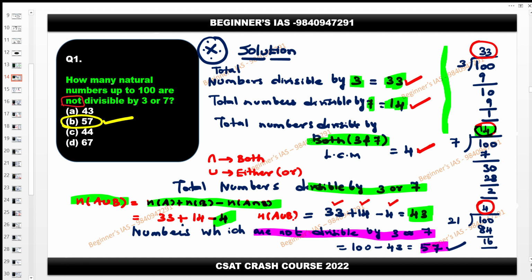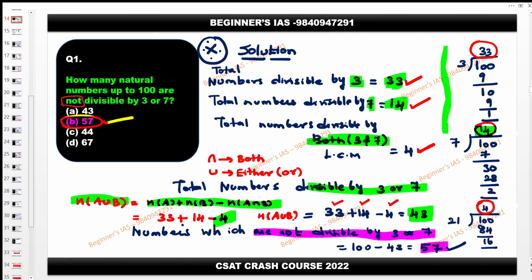So the answer is 57. Clear? How to solve this kind of problem? Yes or no?